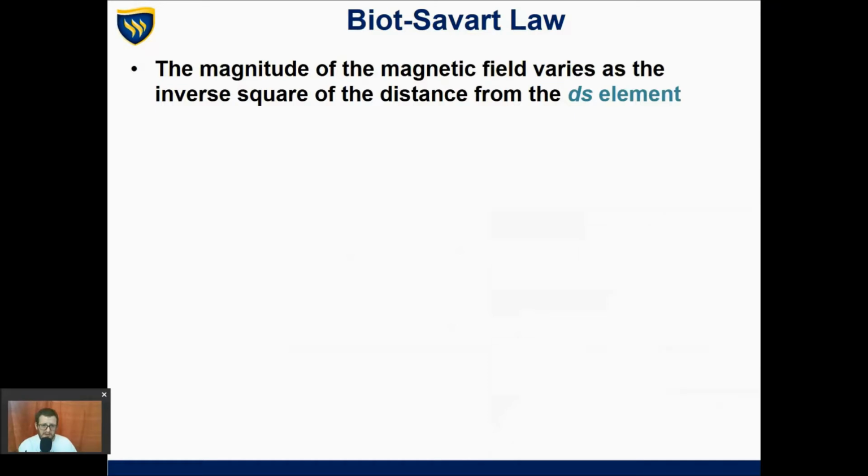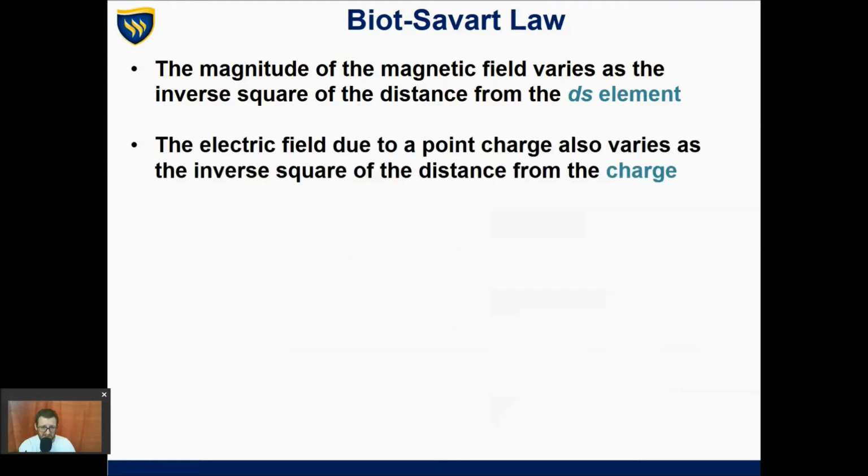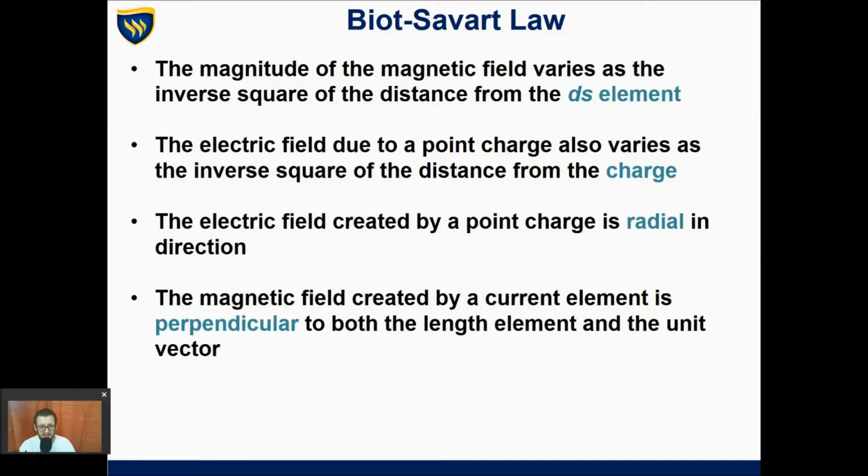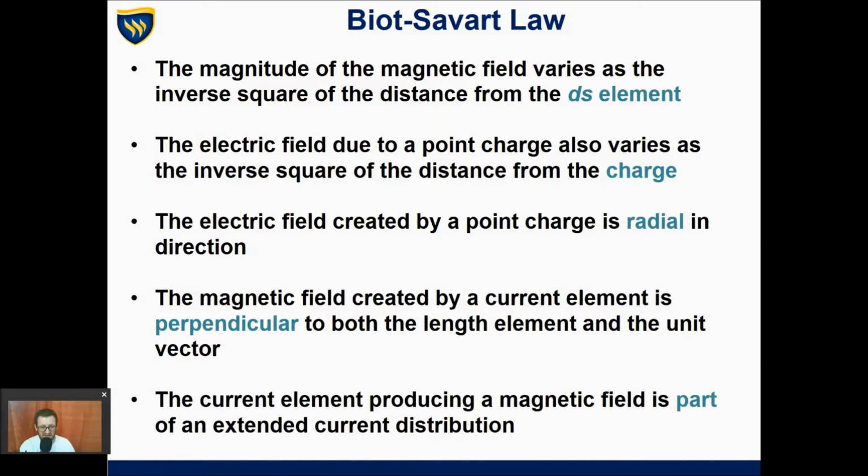So a few notes about this stuff. The magnitude of the magnetic field varies as the inverse square of the distance from the ds element. The electric field due to a point charge also varies as an inverse square of the distance from the charge. The electric field created by a point charge is radial in direction. The magnetic field created by a current element is perpendicular to both the length element and the unit vector, so a little bit different there. The current element producing a magnetic field is part of an extended current distribution. So some similarities, but a lot of differences between the two things.